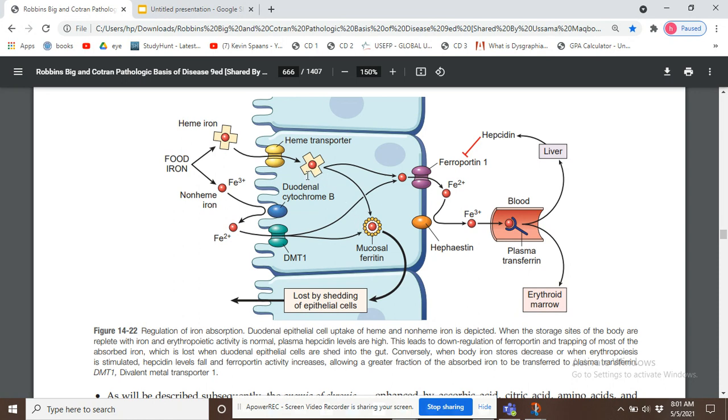Some of these heme and non-heme iron are stored in the form of ferritin, which is the storage form of iron, and some of this iron is transported through the ferroportin transporter 1 from the duodenal epithelial cell into the plasma. Here, this Fe2+ form of iron is again converted into the Fe3+ form, and then it enters the blood, where the iron binding protein called transferrin binds this iron and transports it to the sites where the iron is needed.